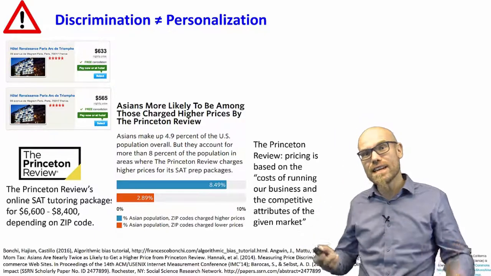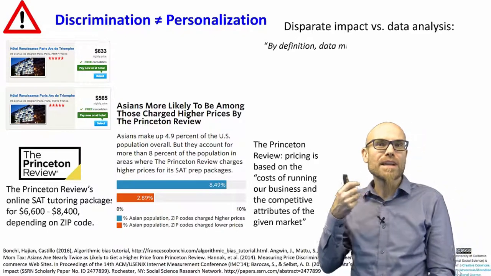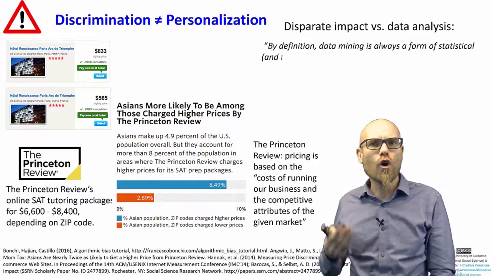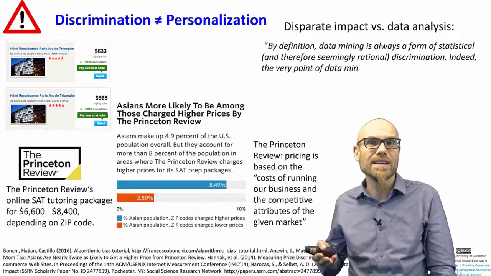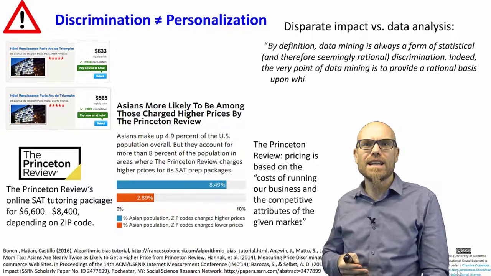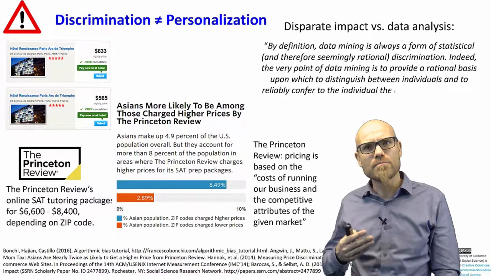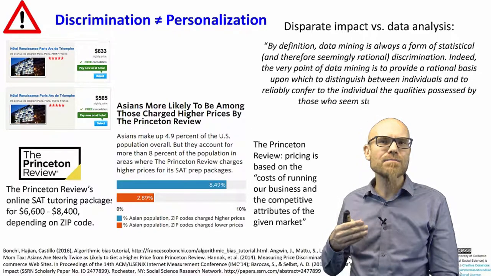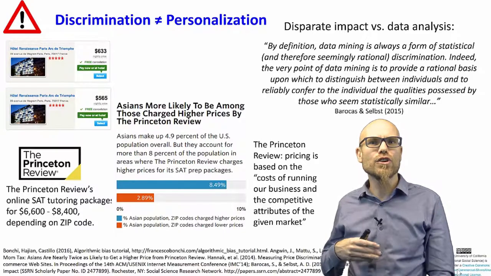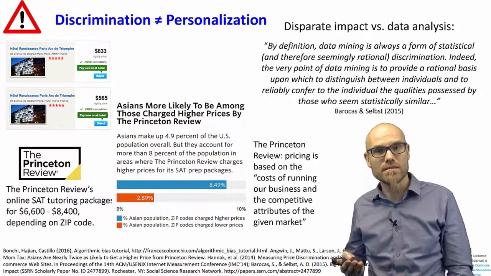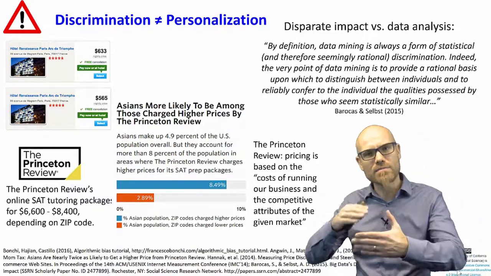And that's a very contentious issue, to put it in the words of two researchers, because you have this disparate impact in the data analysis. By definition, data mining is always a form of statistical and therefore seemingly rational discrimination. That's what data mining does. Indeed, the very point of data mining is to provide a rational basis upon which to distinguish between individuals and to reliably confer on individuals the qualities possessed by those who seem statistically similar. That's what we did, for example, in collaborative filtering. So the idea is always to look for similarities and differences.